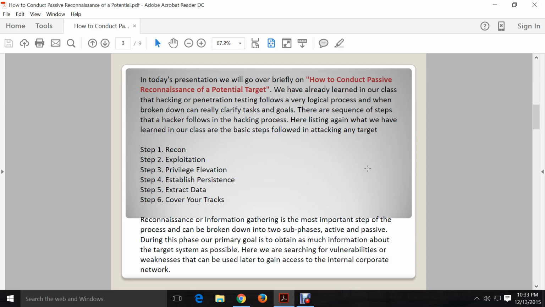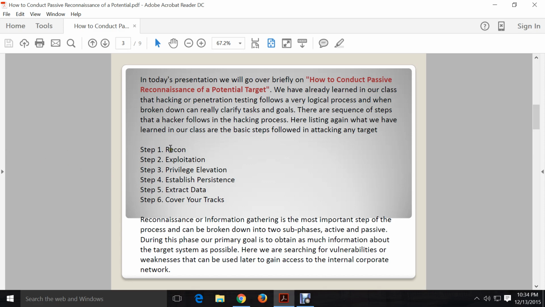Now moving on to today's presentation, we will go over briefly how to conduct passive recon of a potential target. We have already learned in our class that hacking or penetration testing follows a very logical process, and when broken down it can really clarify tasks and goals. There are sequences of steps that a hacker follows in the hacking process. Here, listing again what we have learned in our class, are the basic steps followed in attacking any target system.